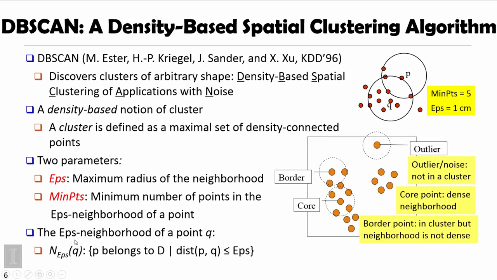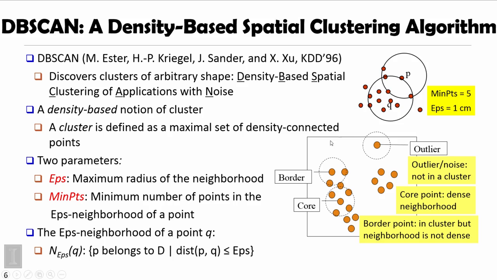Then we can define the epsilon neighborhood of a point Q as follows. For any point P, if its distance to Q is less than or equal to epsilon, then this P belongs to the epsilon neighborhood of Q.